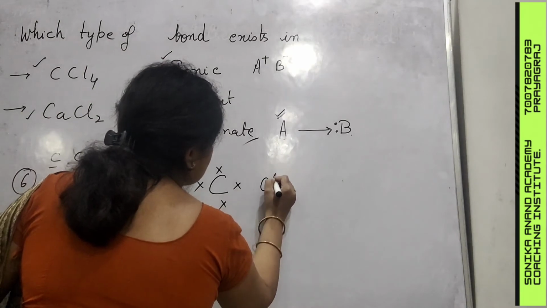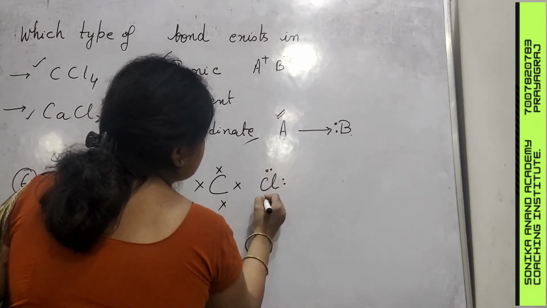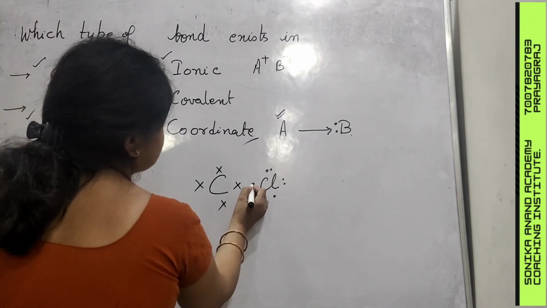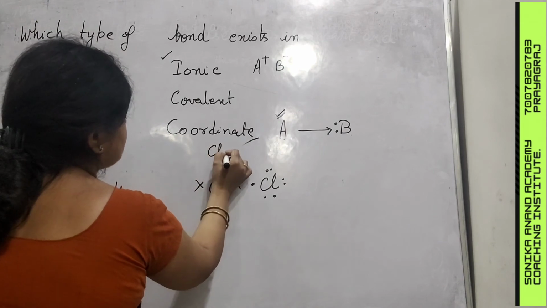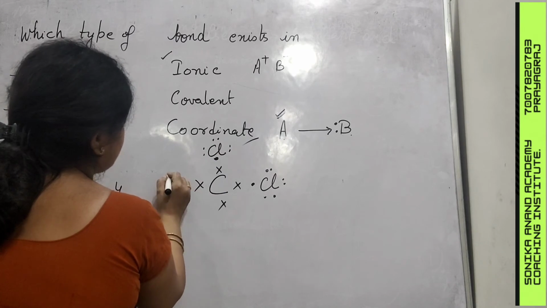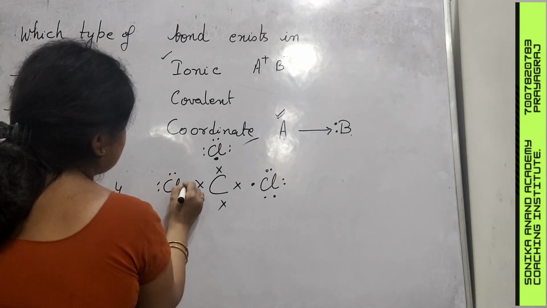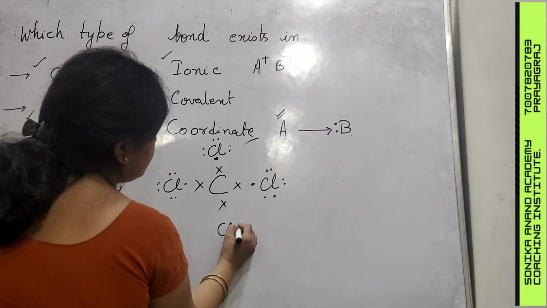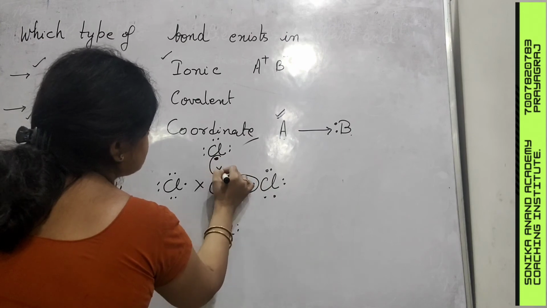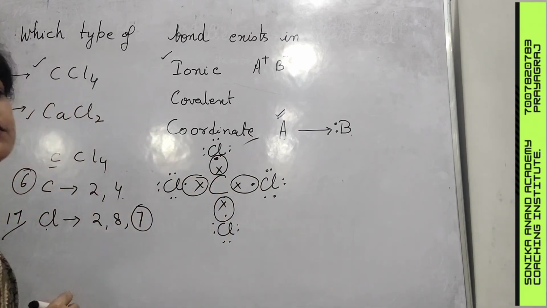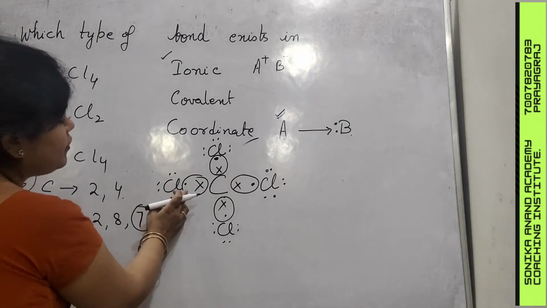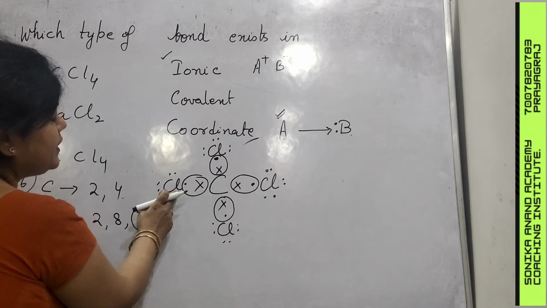So carbon is 2, 4, and chlorine is 2, 8, 7. Similarly here also, chlorine 2, 8, 7, and here also, and again here. So there is a sharing of the same number of electrons from each of the elements. So there's a sharing of 1 electron between carbon and chlorine.